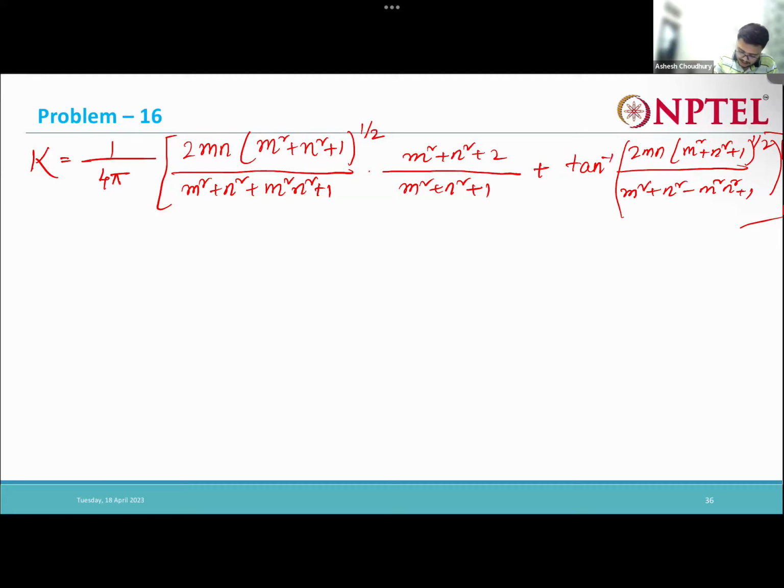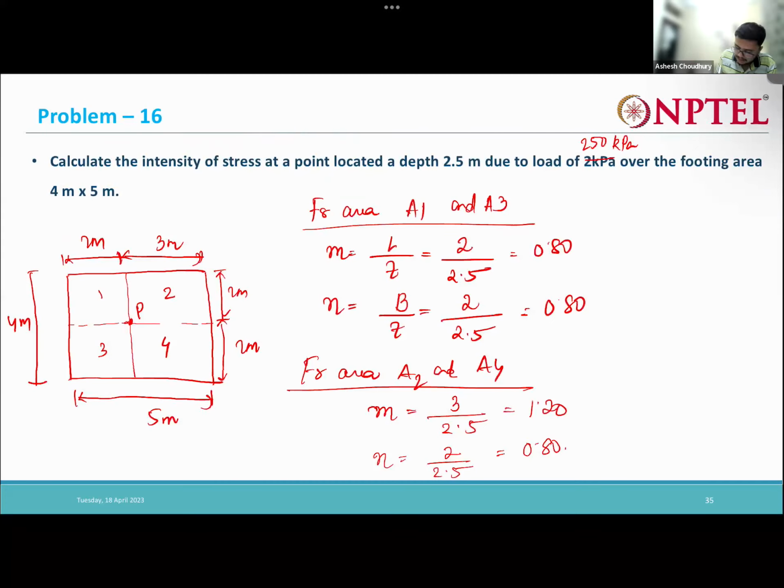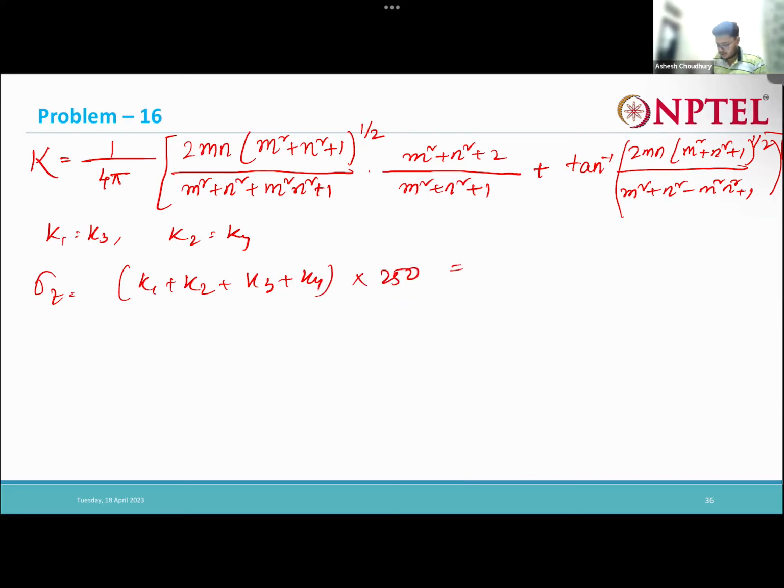So K1 will be equal to K3, since areas 1 and 3 are the same, and areas 2 and 4 are the same. So K1 equals K3 and K2 equals K4, and my final sigma z will be given by K1 plus K2 plus K3 plus K4 into 250. This will give my increase in stress. Now first let us find out K1 equal to K3.